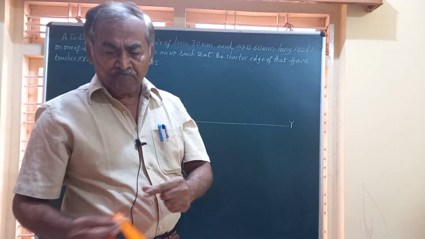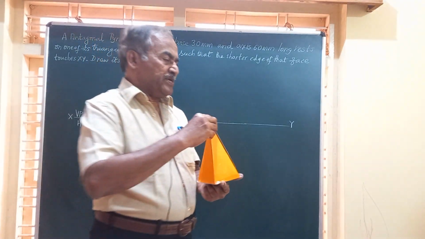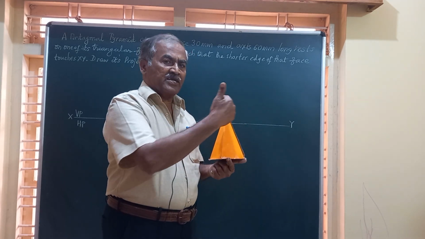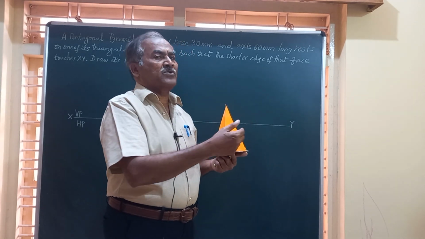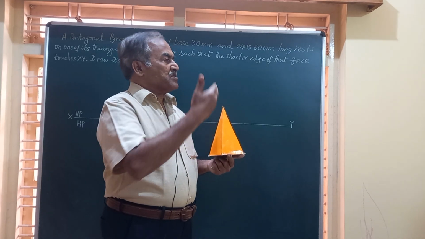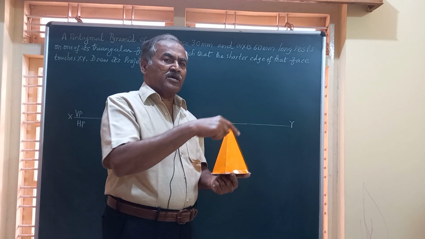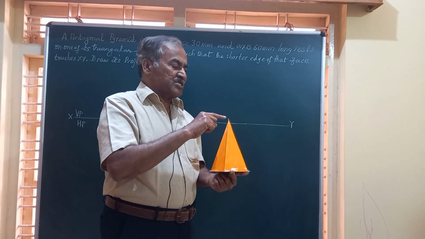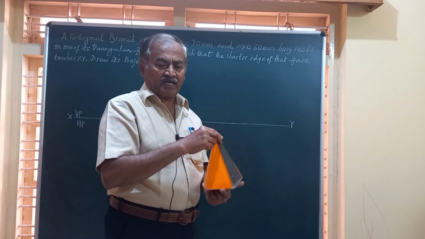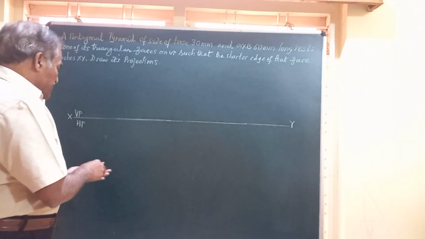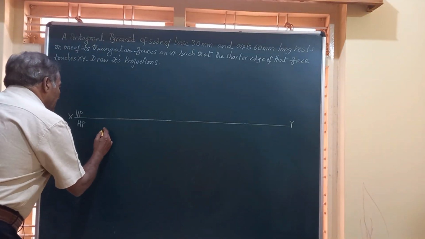So friends, I keep this pyramid on HP such that one of the shorter edges of the triangular face is perpendicular to VP and obtain the top and front views. In the top view you see a regular pentagon with the center O joined to all the corners. So let us start with the top and front views of that pentagonal pyramid.